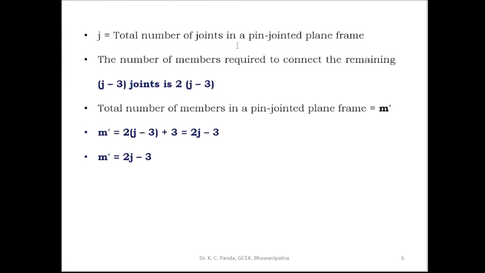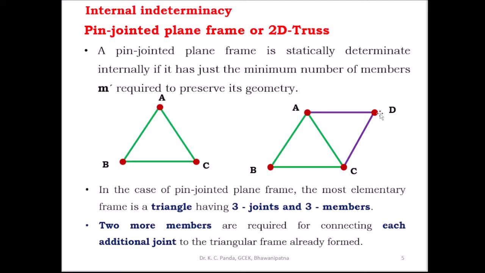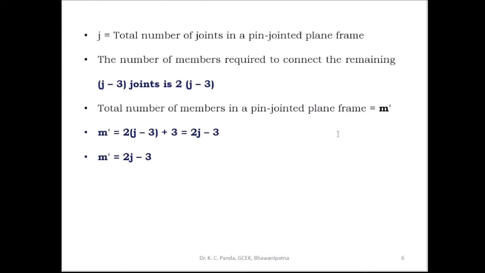So J is the total number of joints in a pin jointed plane frame, and the total number of members required to connect the remaining J minus 3 joints is equal to 2 into J minus 3. So here for this additional joint 2 members are required. The simplest plane frame is the triangle, 3 joints and 3 members, and here for each extra joint we need 2 more members. So the number of members required to connect the remaining J minus 3 joints is equal to 2 into J minus 3.